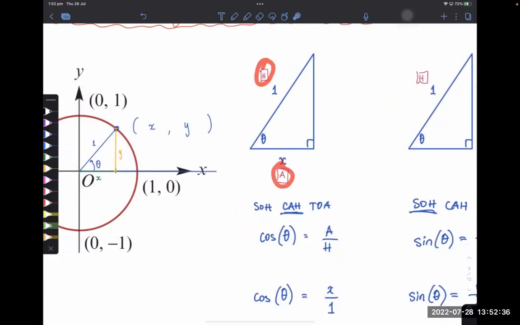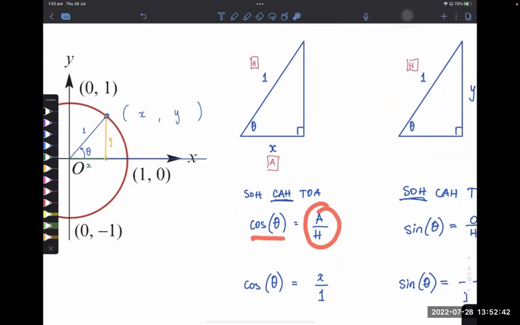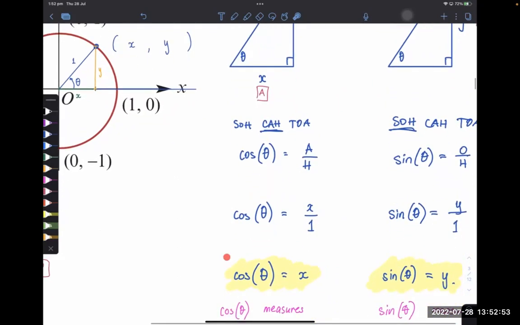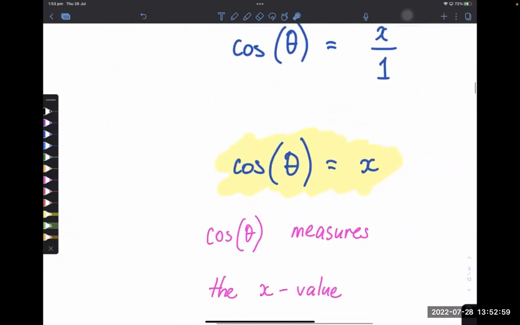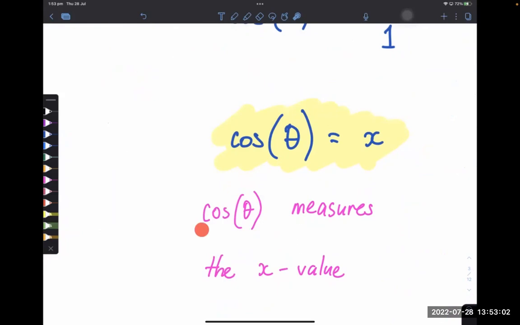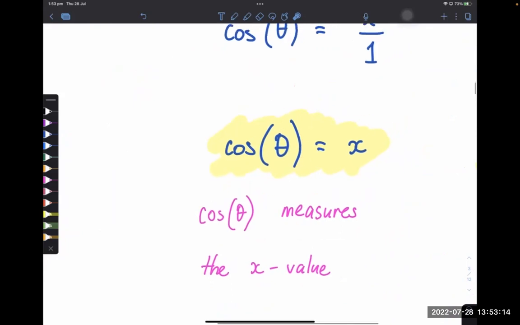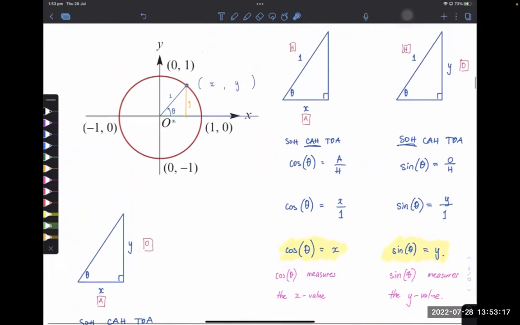SOHCAHTOA, we have our A and our H, which is CAH, and that's our cos ratio. So cos equals A over H. You can substitute, what's our A? It's X. What's our H? It's 1. So you can see I've substituted here. And you can finally see that X equals cos theta. So we have this little summary now that cos measures the X value. Okay, so as long as we have the angle, if we calculate cos, that's going to give us our X value. Okay, and this is important. We're going to constantly come back to this.